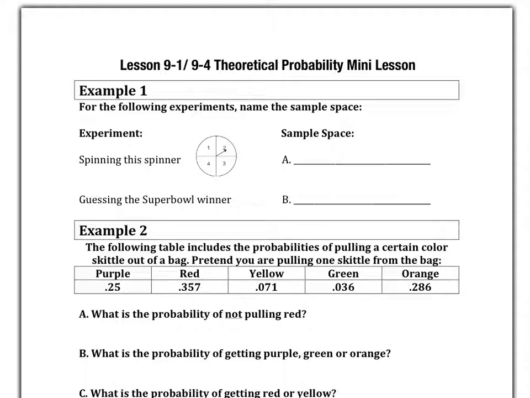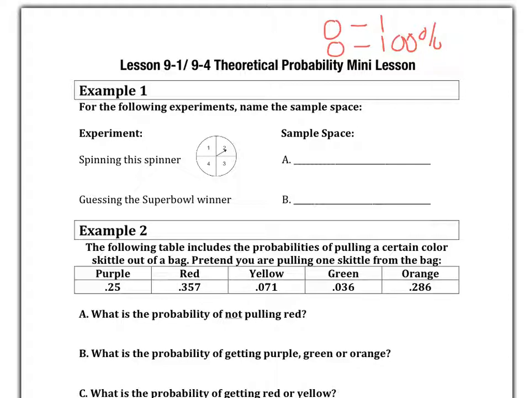If you're working with decimals or fractions, it would be a range of 0 to 1. If you're working with percents, it would be a range of 0 to 100%. So some of these we will keep as fractions, some of them we will change to percents in the end.